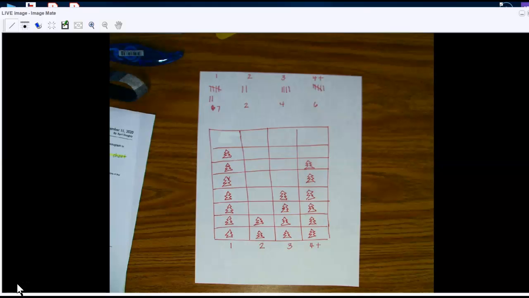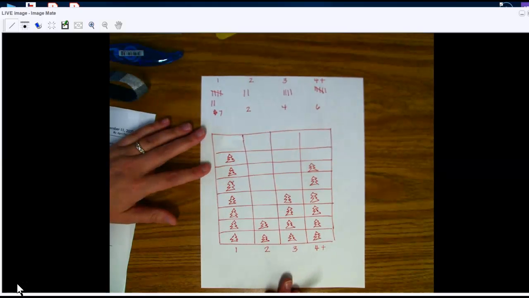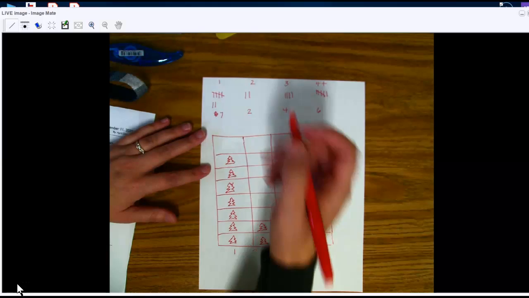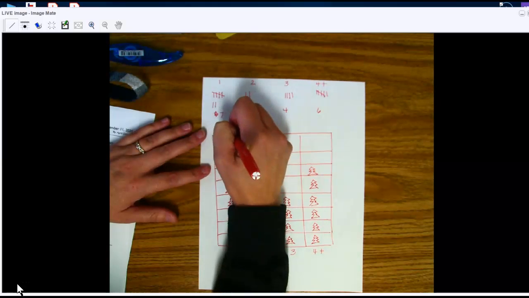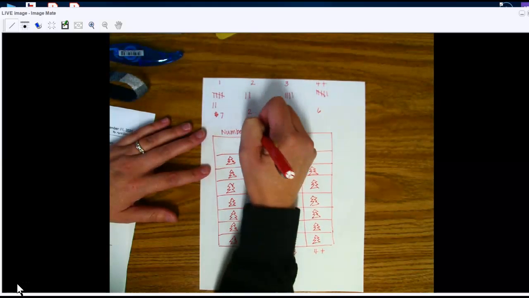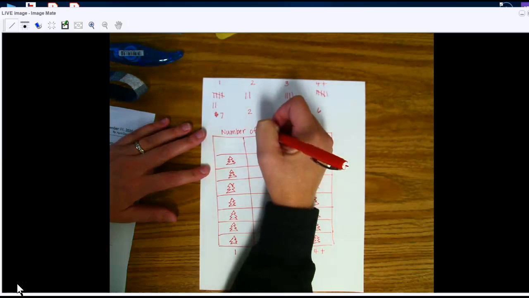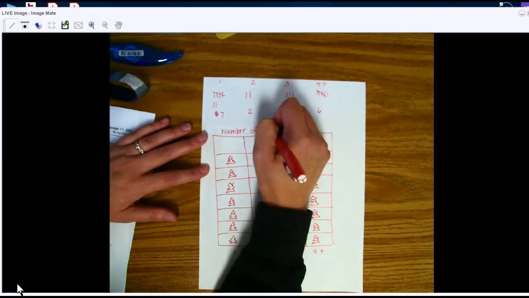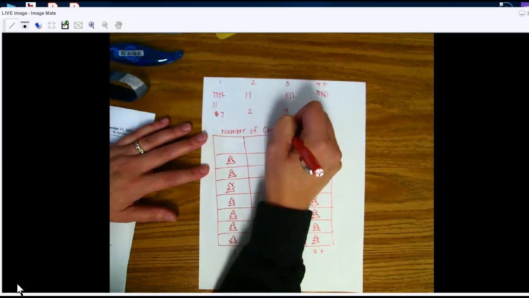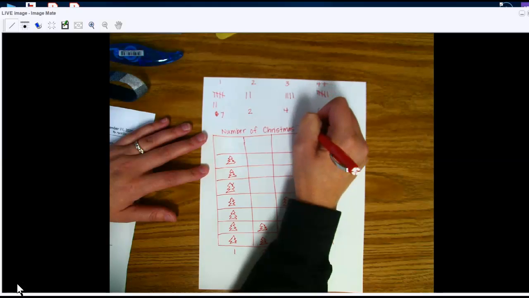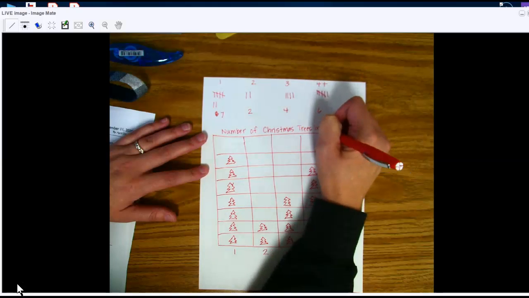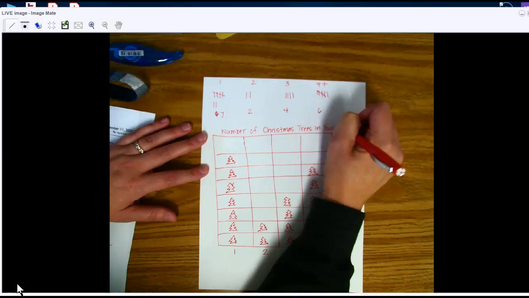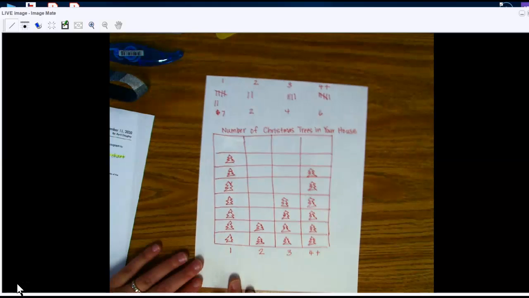What would be a good name for this graph? What would be a good name, Heather? Okay, how about number, we want to ask a question. Number of, not what, just any tree. What kind of tree? Christmas tree. Number of Christmas trees in your house. Okay, so number of Christmas trees in your house is a good title.